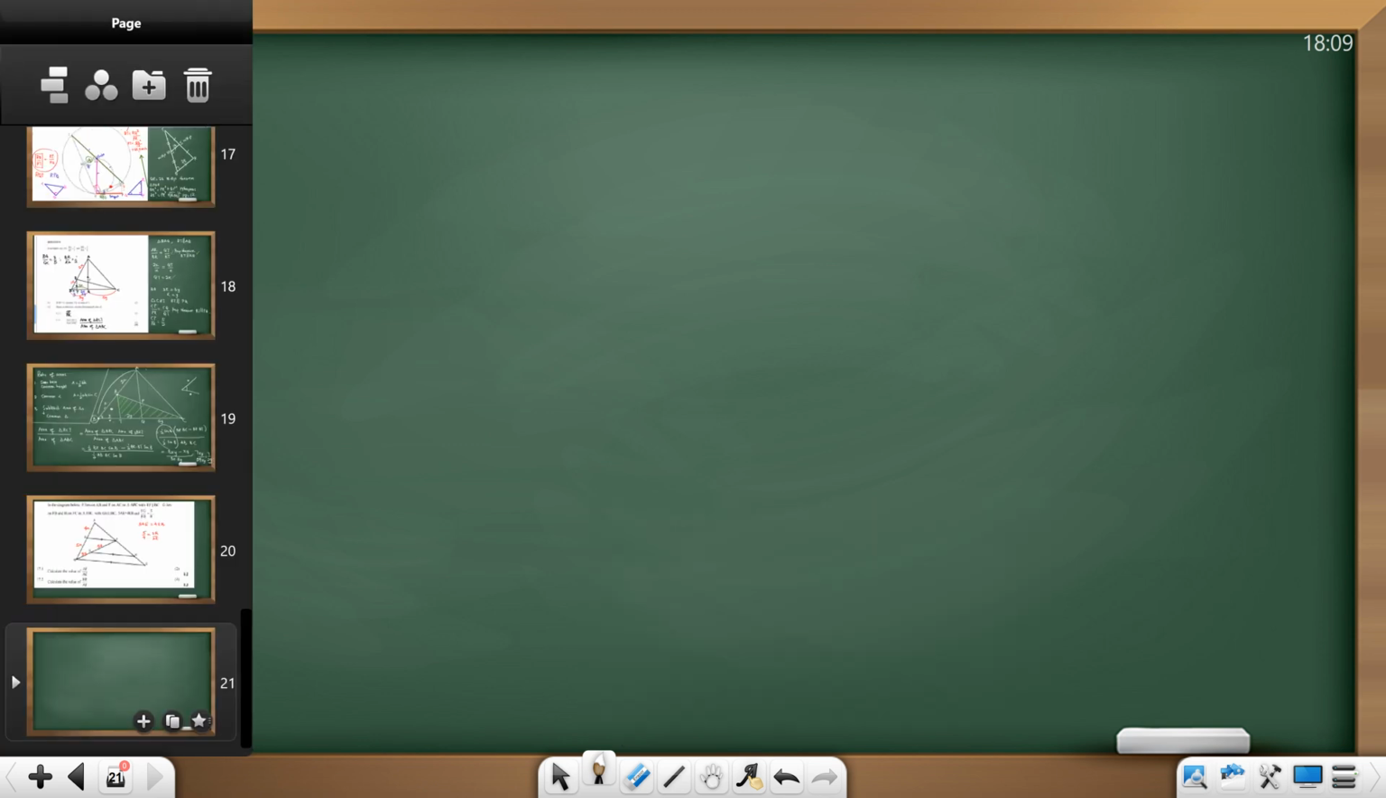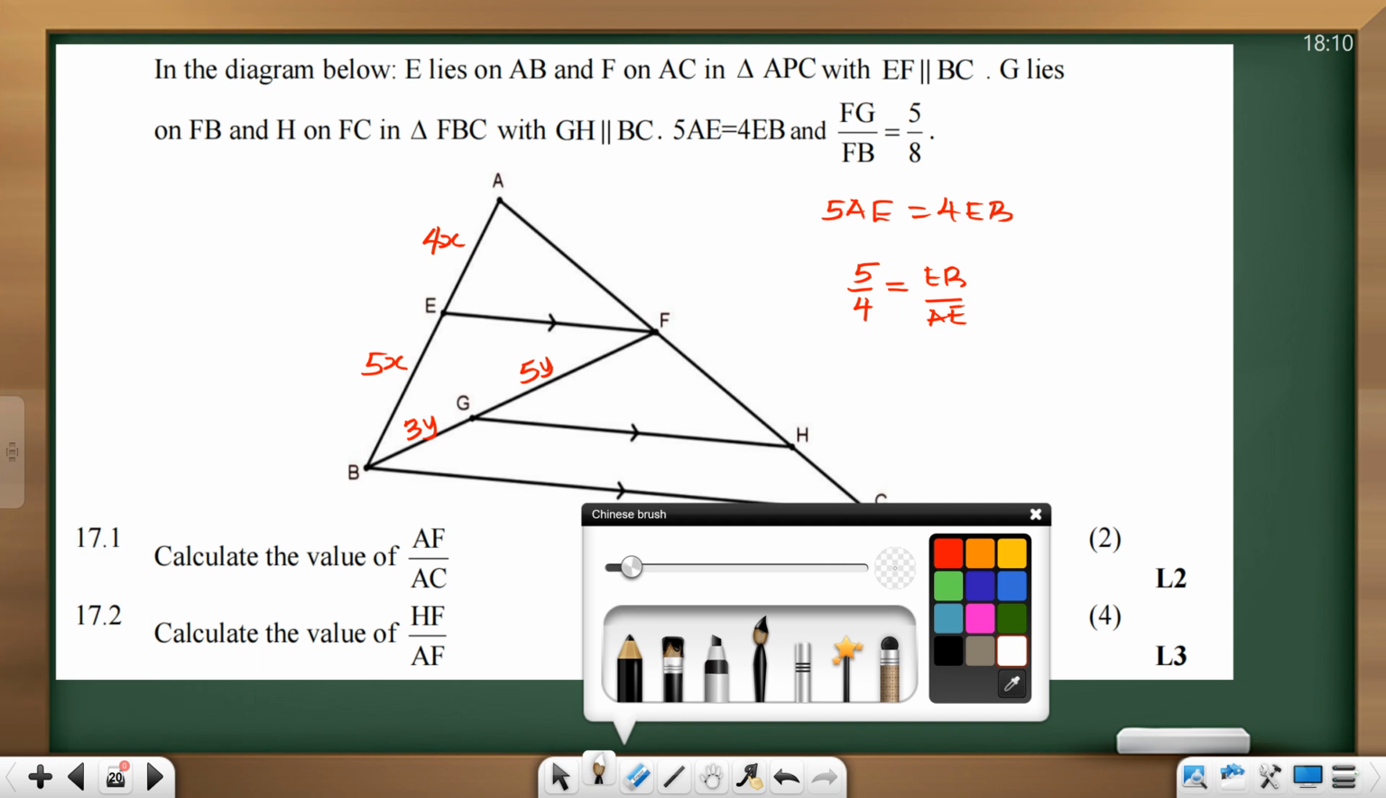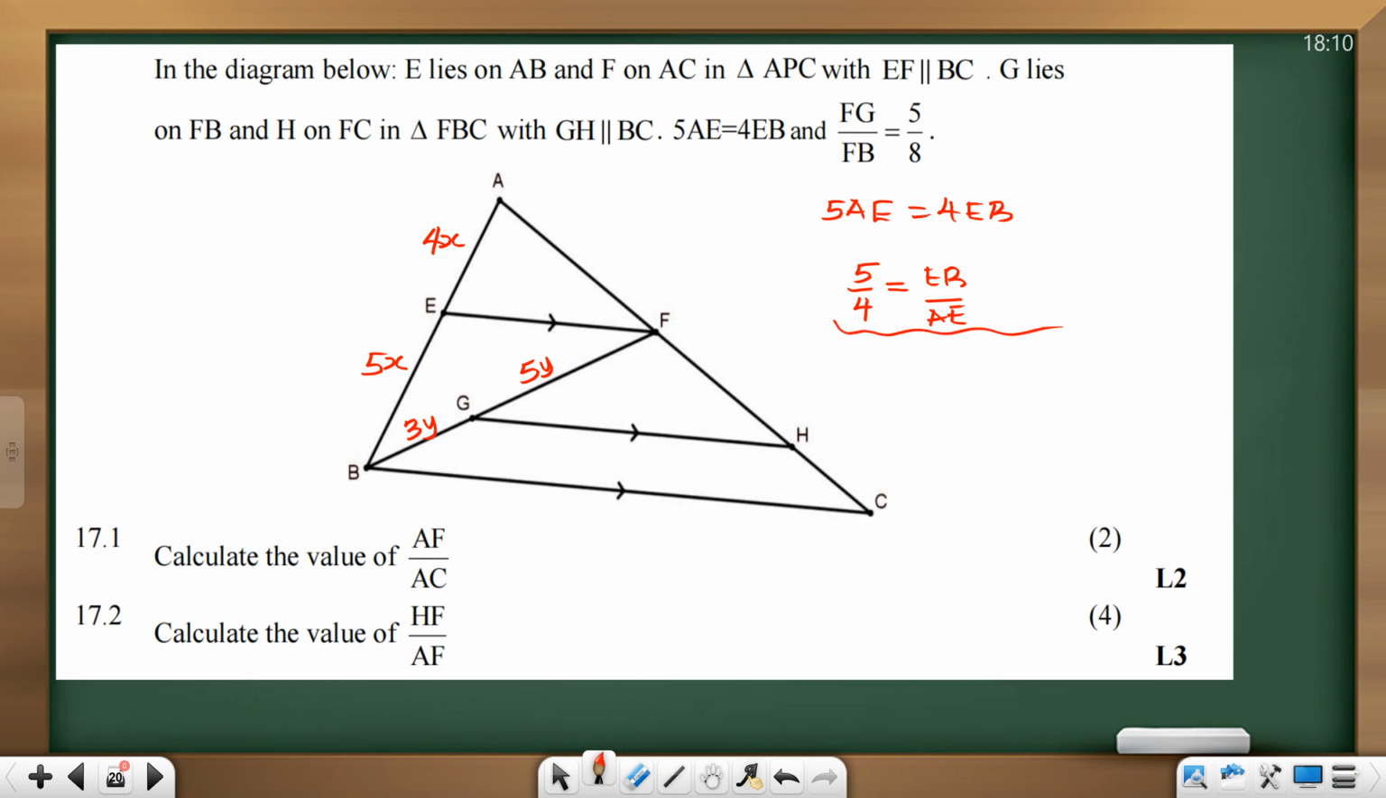You know what I should do? I would love to write my answer on that page so that it's easy to work with. Okay, let me write my answer here. Number 1.